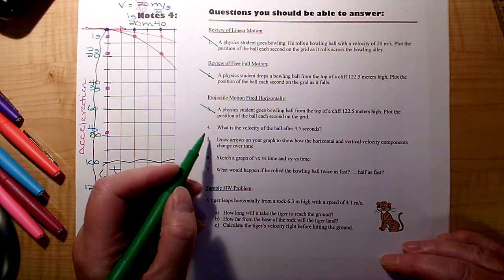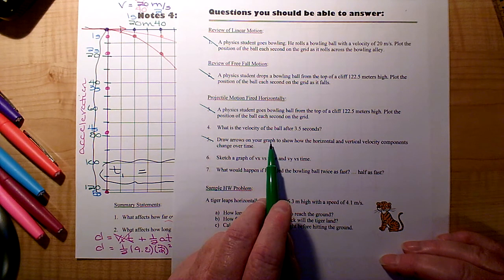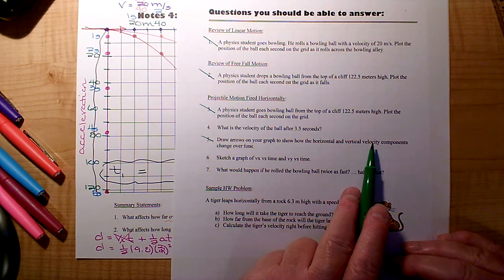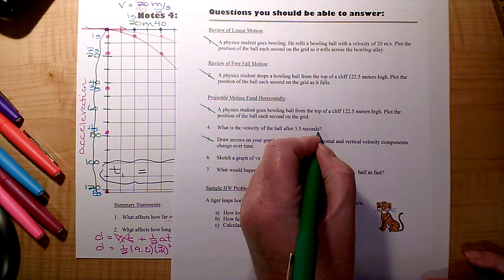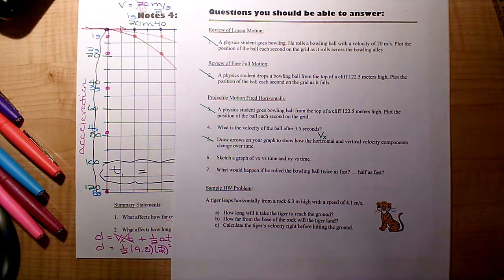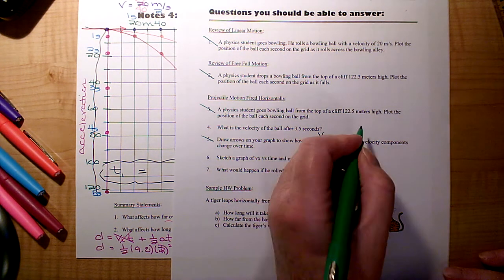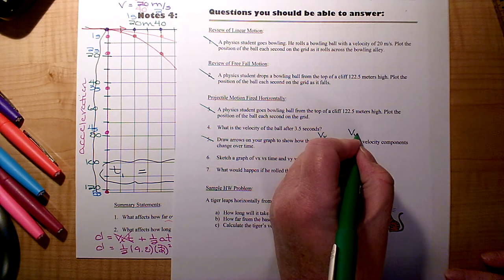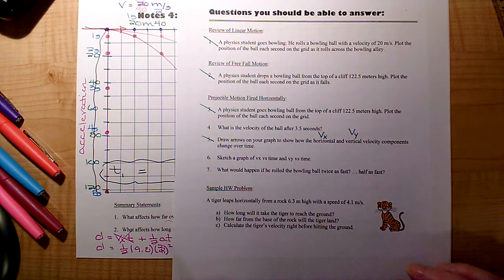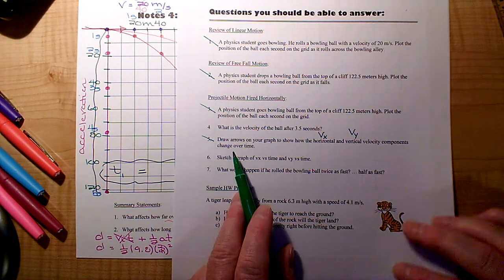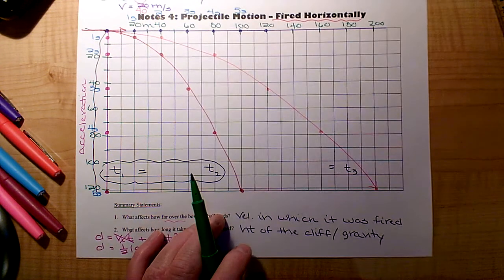All right, so we're going to jump down to number 5. Draw arrows on your graph to show how the horizontal and the vertical velocity components change over time. So the horizontal velocity, I'm going to write as Vx because it's happening in the x direction. And the vertical velocity component is going to happen in the y direction. So we want to look at what I call the Vx and the Vy arrows. These are the same components that we were putting in the component chart when we were doing vector addition using the component method. So what do these component arrows look like and how do they change over time on my graph?